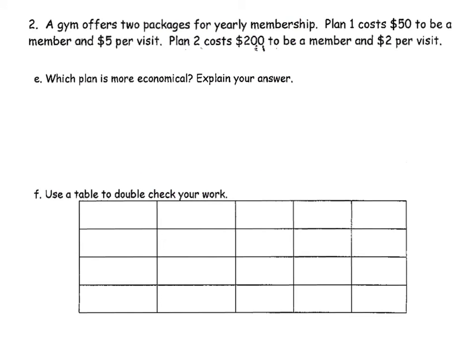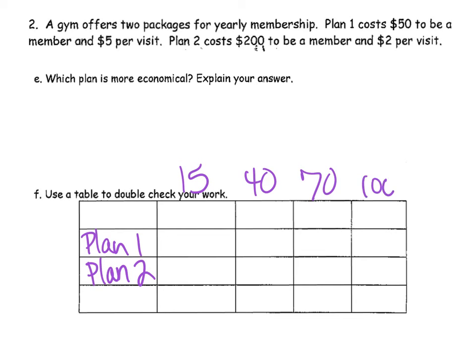Okay? So, let me see what slide is next, hold on. Oh, okay. This is the end, E and F. So E, we figured out which plan was more economical based on how many visits you went to. And then F, you'd use the table again. You could do Plan 1 and Plan 2, and then say, what if I go 15 times? What if I go 40 times? What if I go 70 times? What if I go 100 times? And figure out your pricing, okay?